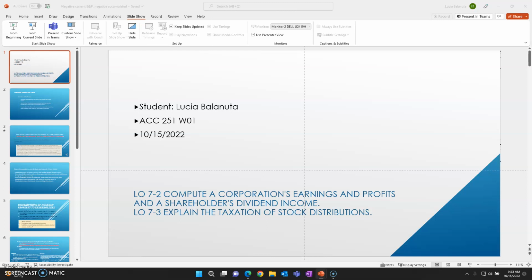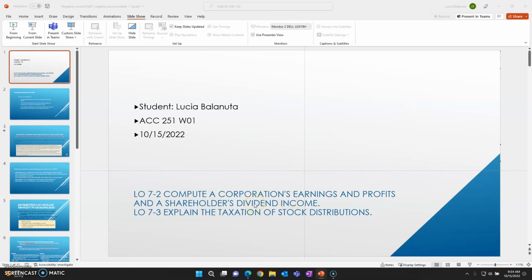Non-dividend distributions are a return of capital, reducing shareholders' tax basis in the corporation stock. Non-dividend distributions in excess of the shareholder's stock tax basis constitute a gain from sale or exchange of the stock. Negative current earnings and profits, negative accumulated earnings and profits: none of the distributions is treated as a dividend. Distributions will be return of capital to the extent of stock basis. Any distributions in excess of stock basis is treated as capital gain.